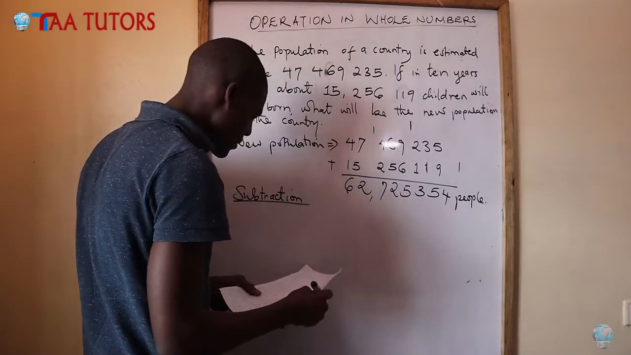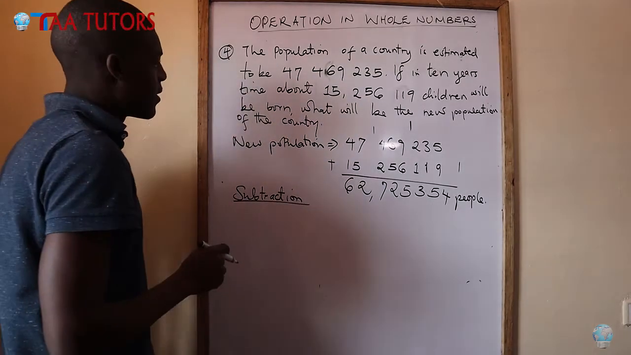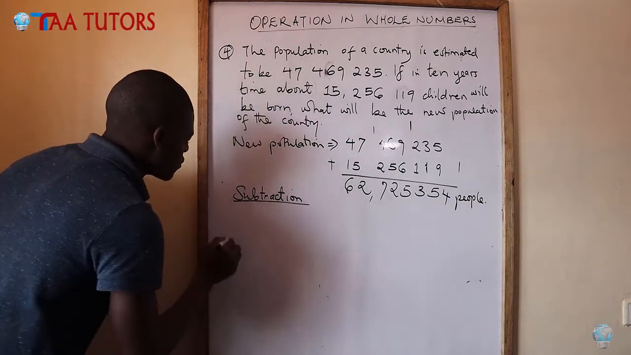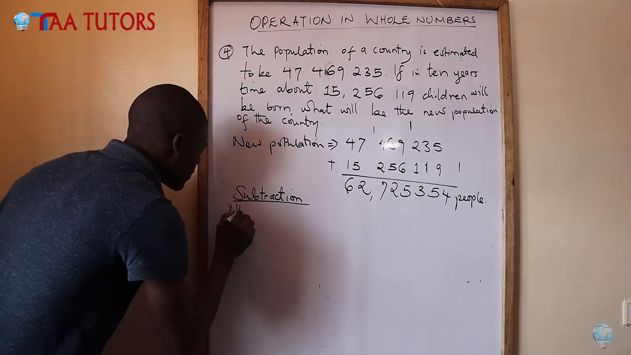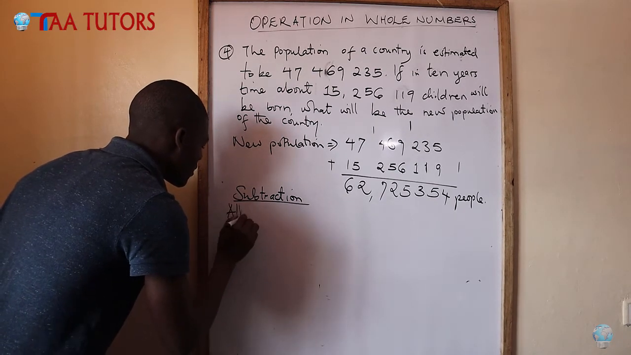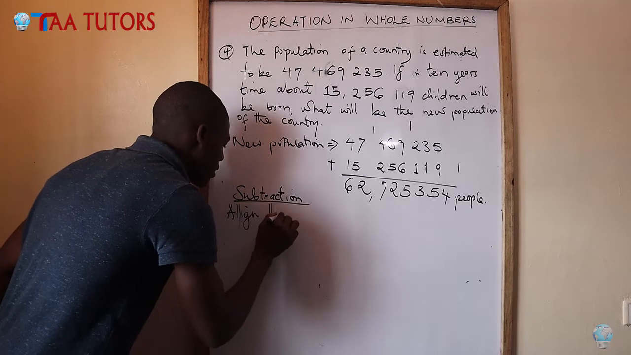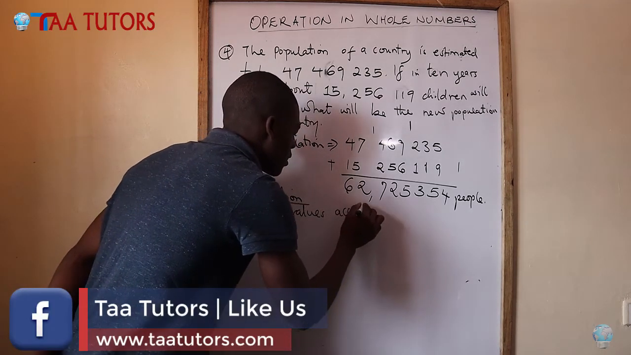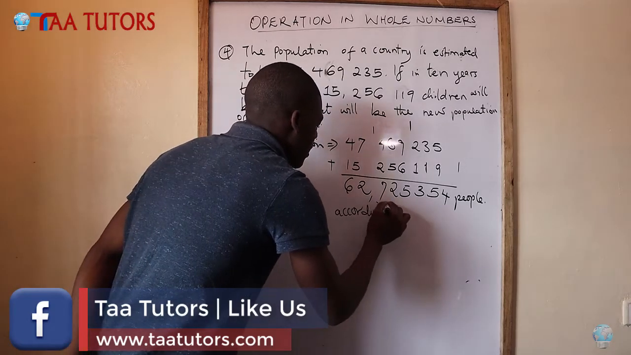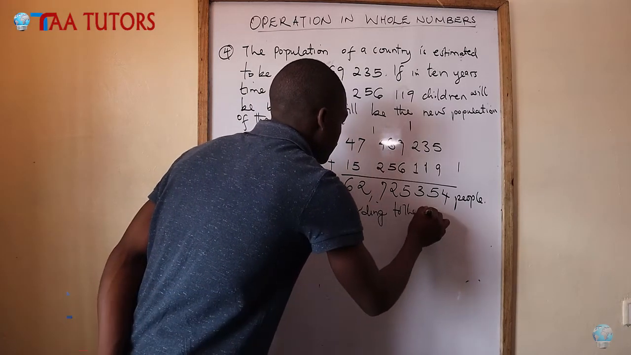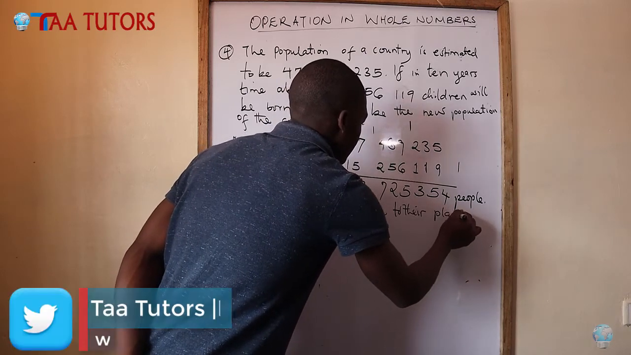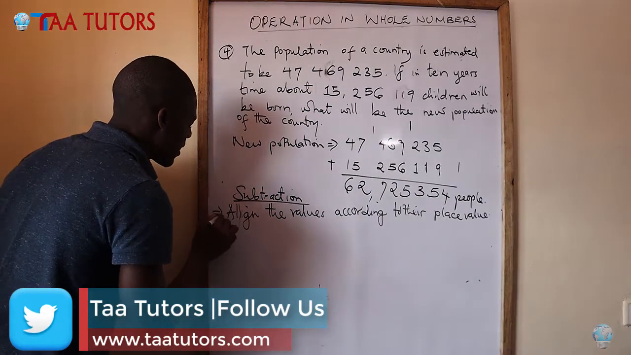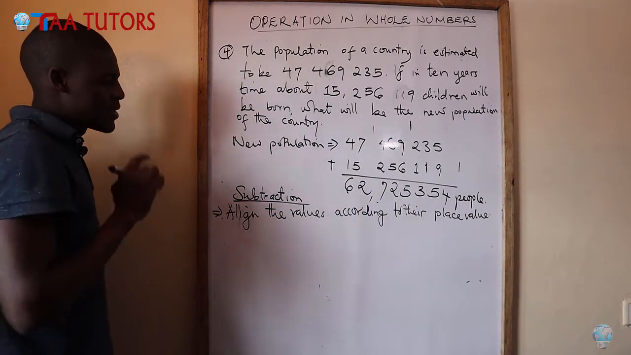Subtraction. As we have done in addition, the one major thing that we must ensure is to align the values according to their place value, because this is the only thing that is going to lead us to the answer.